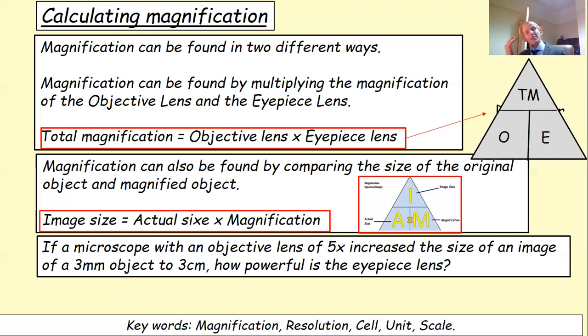Okay, well done for having a go, guys. So what we're going to do is look at this question. If a microscope with an objective lens of ×5 increased the size of an image of a 3mm object to 3 centimeters, how powerful is the eyepiece lens?